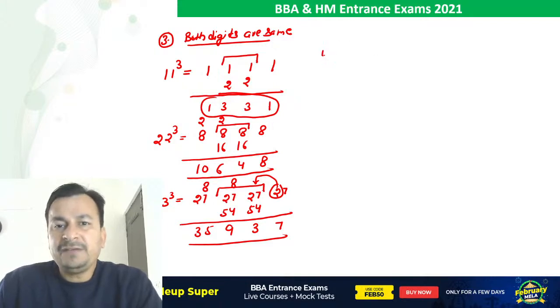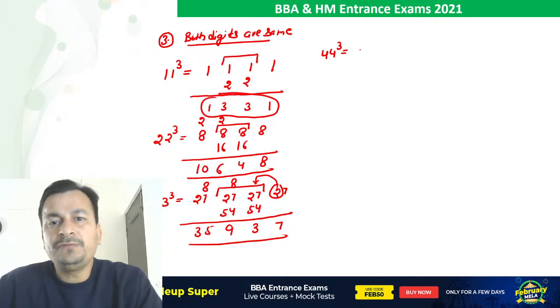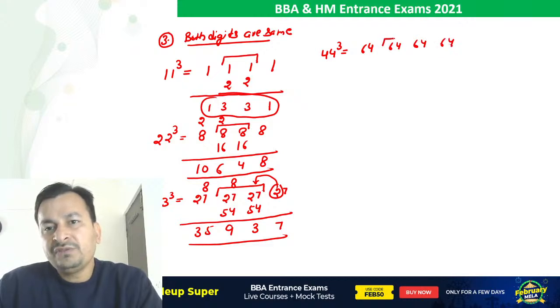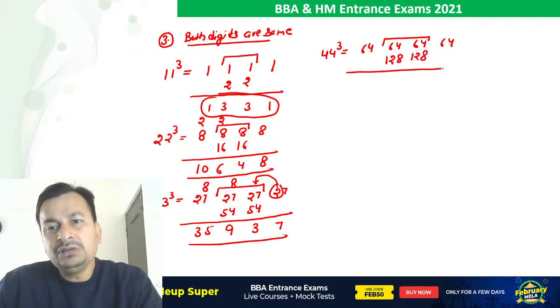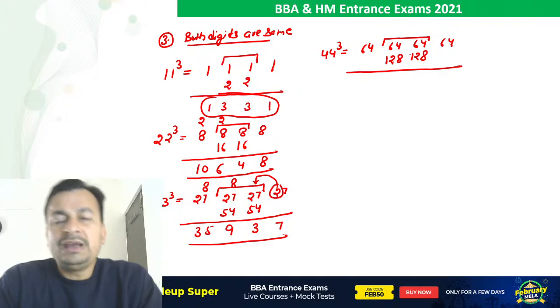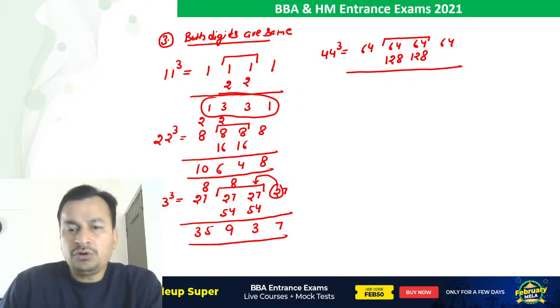Say if we want to calculate the cube of 44, first, as I told you, we will write the cube of 4 four times. So cube of 4 is 64. So 64, 64, 64, 64, and then we will simply double these two middle values. So 64 multiplied by 2 is 128, and this 64 multiplied by 2 is also 128. Now we will add these two numbers, and as I told you, while adding we will focus upon only the unit digit.